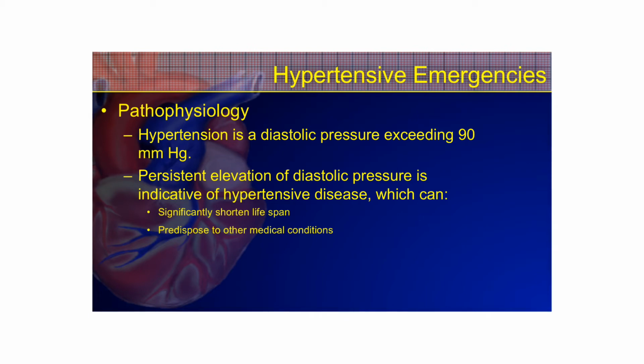You're going to want to tell the patient to have their blood pressure rechecked over several months, and even when they're in your presence, you're going to want to check their blood pressure several times before you actually diagnose them with acute hypertension. Persistent elevation of a diastolic pressure is indicative of a hypertensive disease, which can significantly shorten a lifespan. And again, it leads to those renal damage patients and stroke and heart failure.